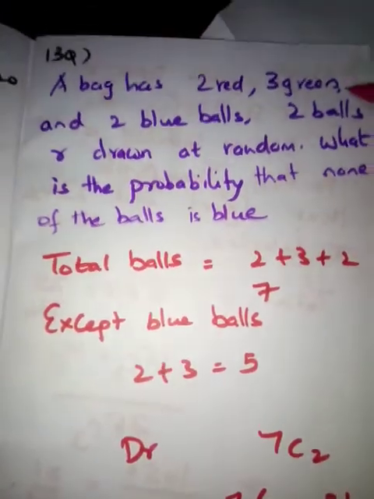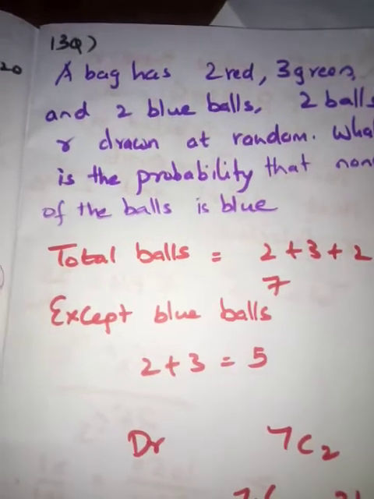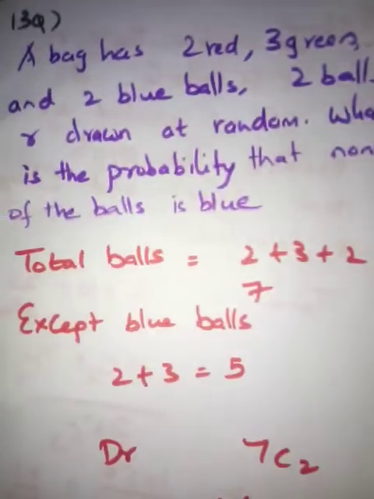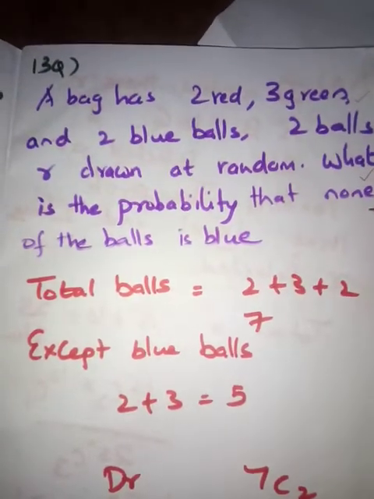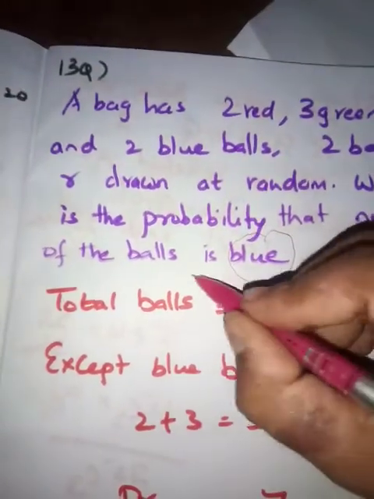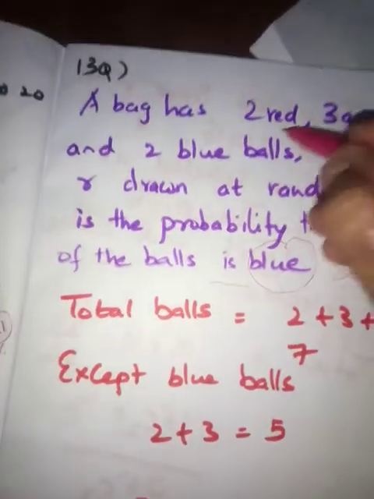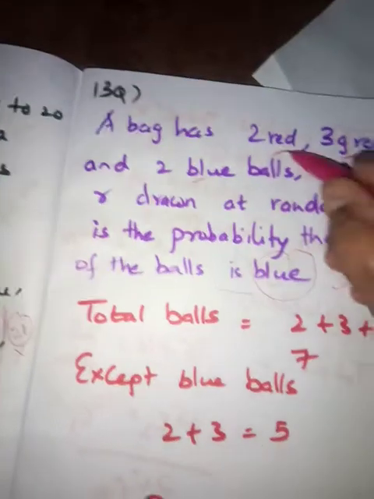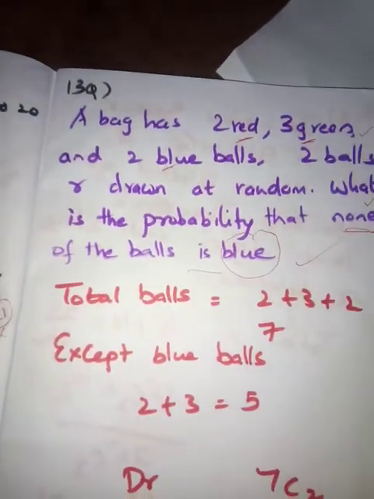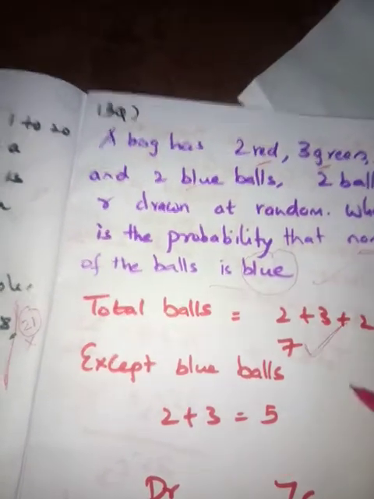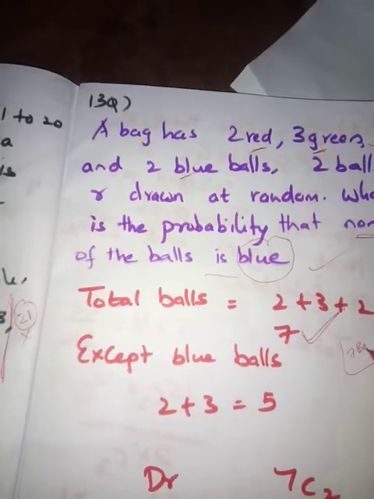A bag has 2 red, 3 green and 2 blue balls. 2 balls are drawn at random. What is the probability that none of the balls is blue? So we do not want blue balls. So there are 2 red plus 3 green plus 2 blue. Totally 2 plus 3 is 5, plus 2 is 7 balls we have in a bag.